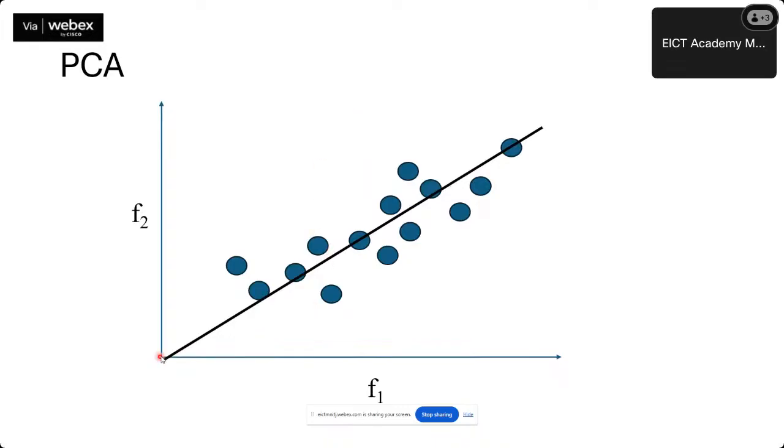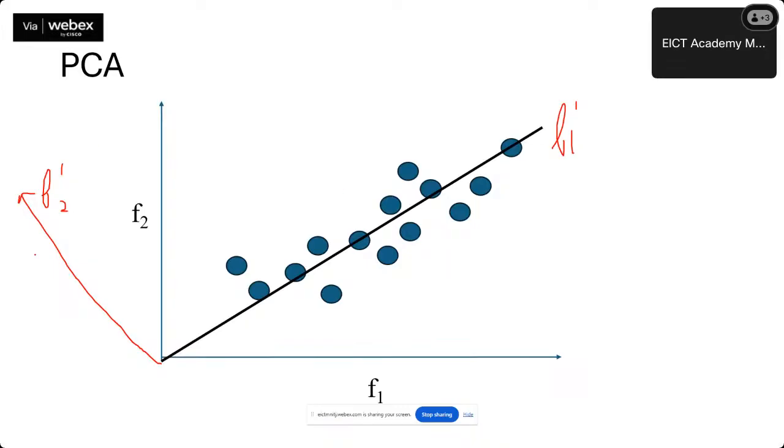So, if I change the coordinate axis system, instead of this coordinate axis system, I take a second coordinate axis system where this is f1 dash and this is f2 dash. There is no loss of information because I'm just rotating the data, as we call it. You can always transform the data as you like. The information is not lost over there.